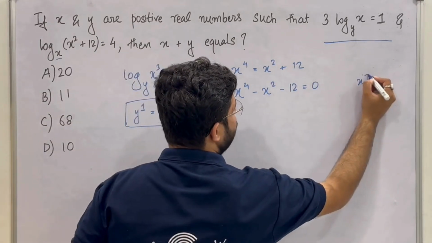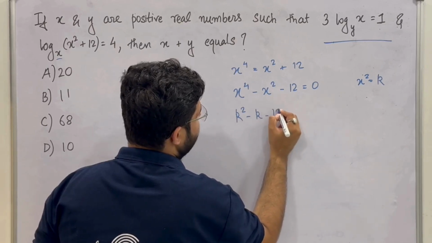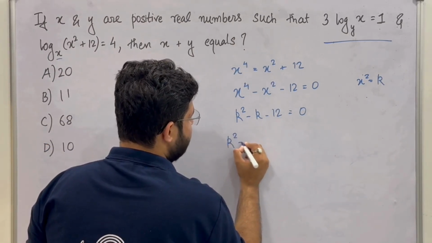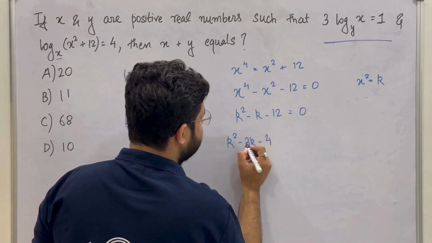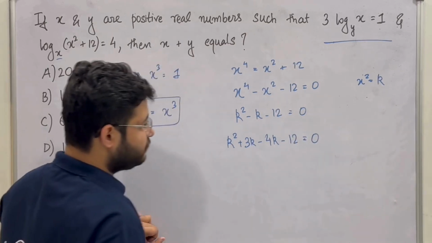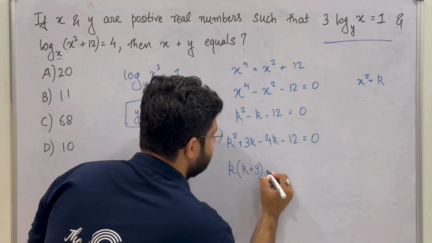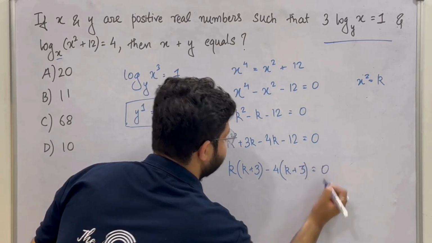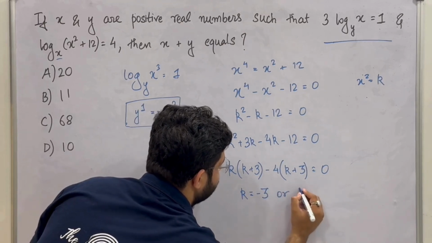Now replacing my x square as k, we get k square minus k minus 12 is equal to 0, right? Now this is basically k square minus 4k plus 3k minus 12 is equal to 0. So from here, we take k common and we get k plus 3 minus 4 times k plus 3 is equal to 0. Upon solving this, we get k is equal to minus 3 or k is equal to plus 4.